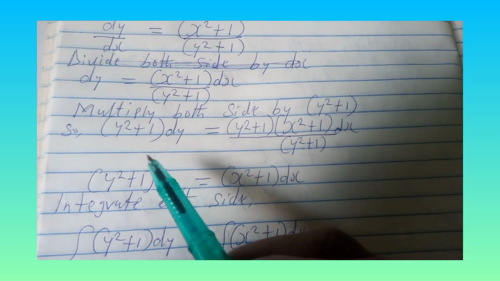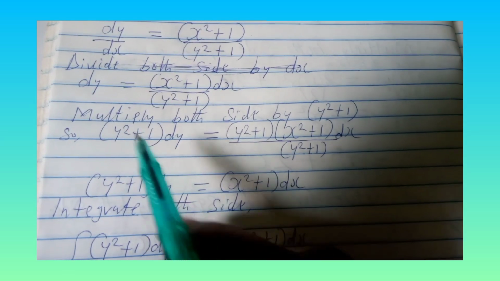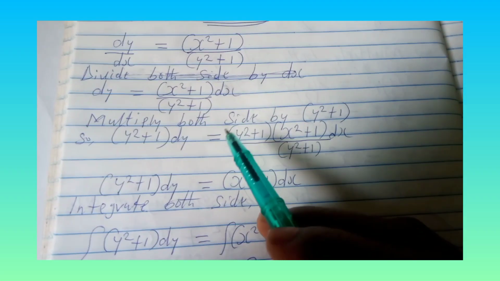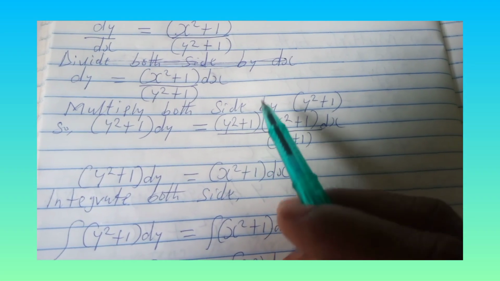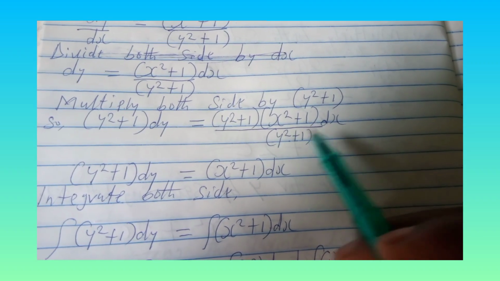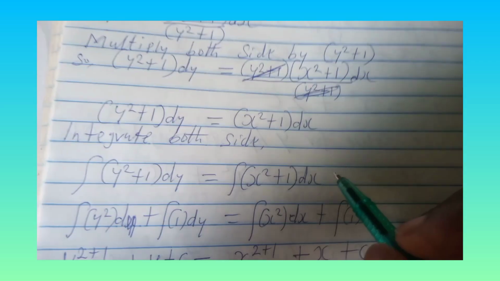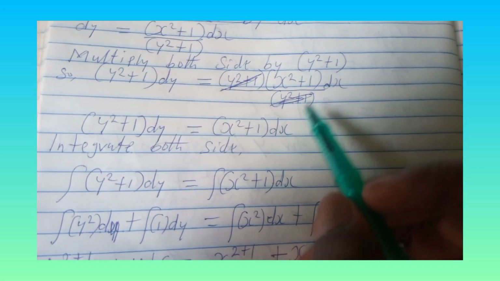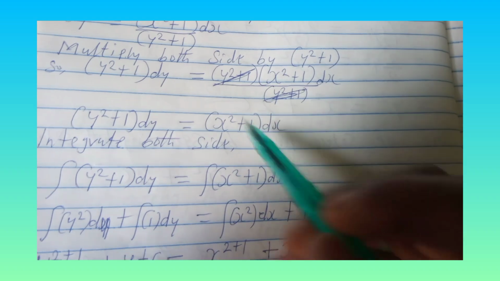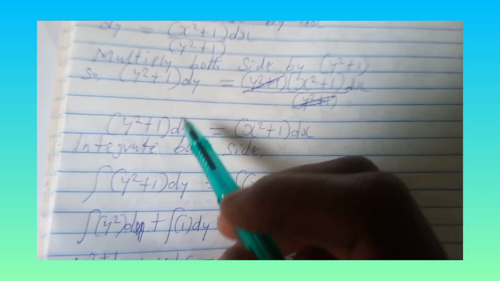So this y square plus 1 multiplies this dy here, we have y square plus 1 times dy on our left hand side. Then we multiply y square plus 1 on our right hand side, x square plus 1 all over y square plus 1 that we have initially. So in this case now, this y square plus 1 cancels this y square plus 1. So we are going to be left with x square plus 1 dx on our right hand side. On our left hand side we have y square plus 1 times dy.